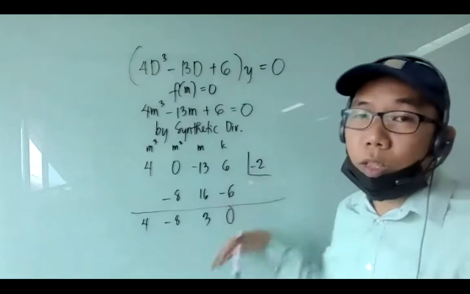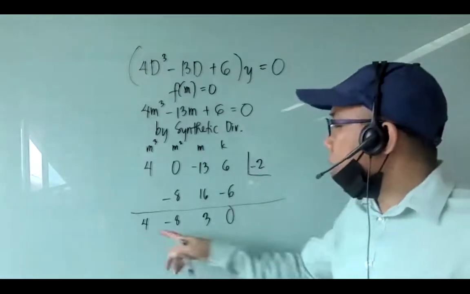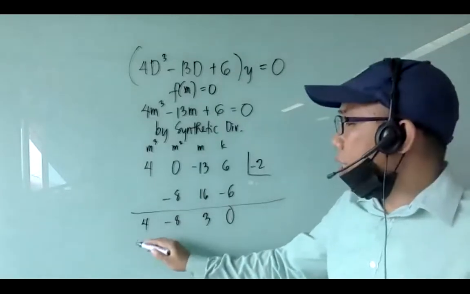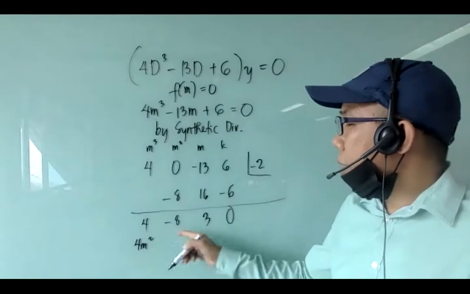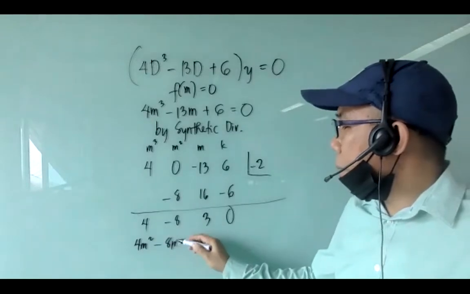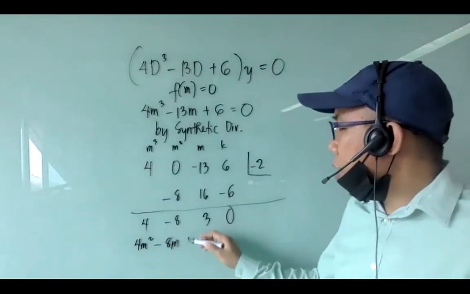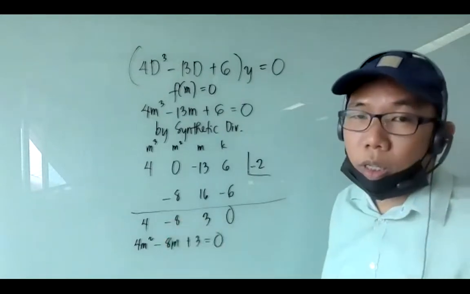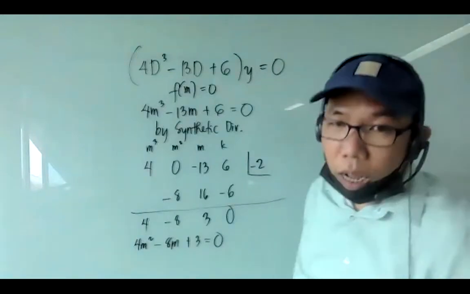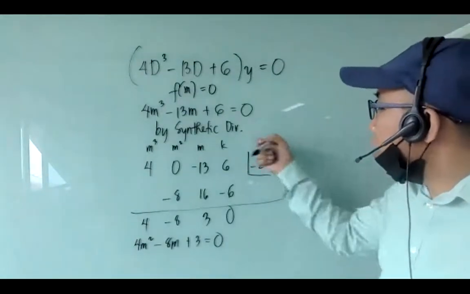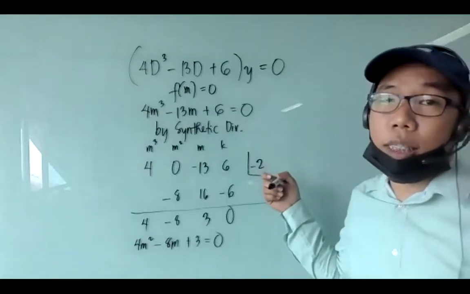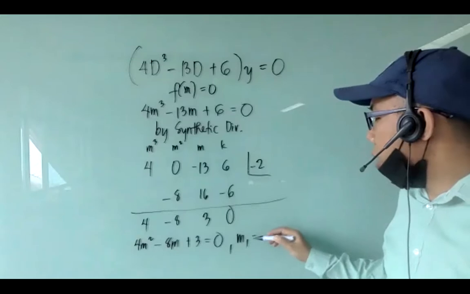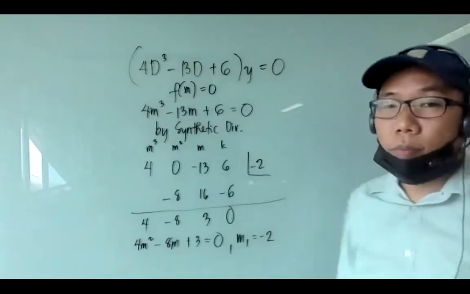Ayan, so 0 na yung pinakadulo. And itong resulting na mga numbers ito, this will represent the coefficient. Yung sa 4 natin, yan yung coefficient ni m squared. This will be minus 8m. And this will be for the constant, so plus 3. Equate mo lang sa 0, this will now be the resulting quadratic na equation natin. At itong negative 2 na to, isa na to sa mga roots. Okay? So we now have one of the roots, di ba? M sub 1 yung label natin, equal to negative 2.